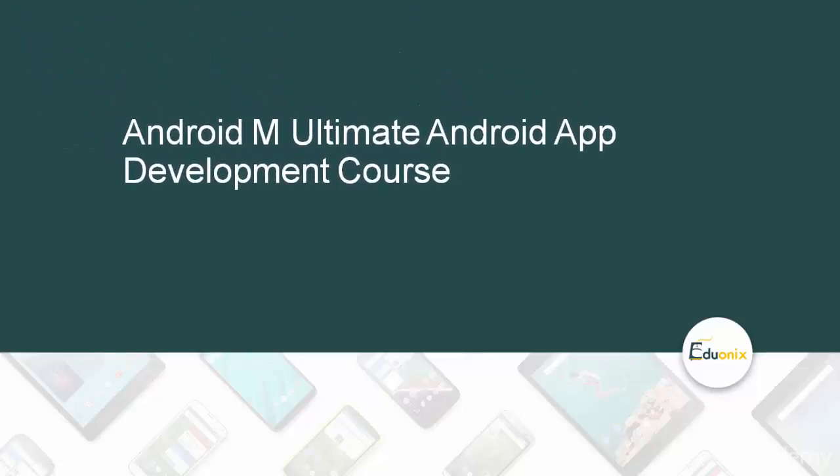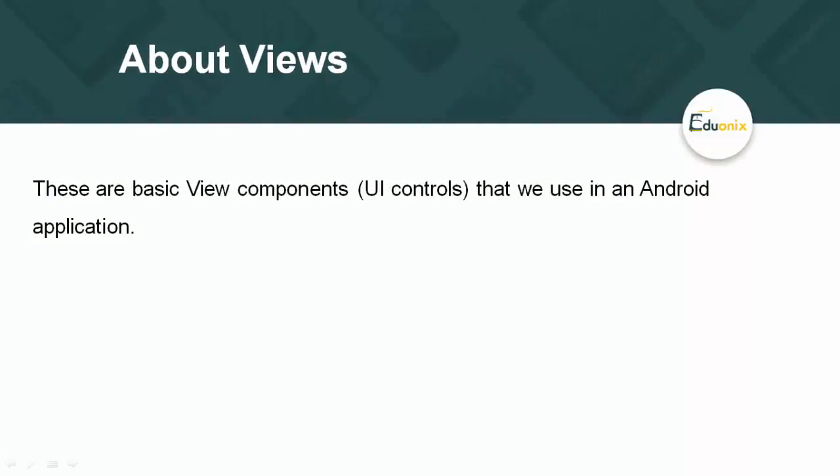In this lecture, we will discuss the basic view components such as image view, checkbox, switch, and progress bar. These are basic view components or UI controls that we use in an Android application: image view, checkbox, switch, and progress bar. We will learn each view component in detail. On the next slide, we will learn how to create a sample fragment in our application.